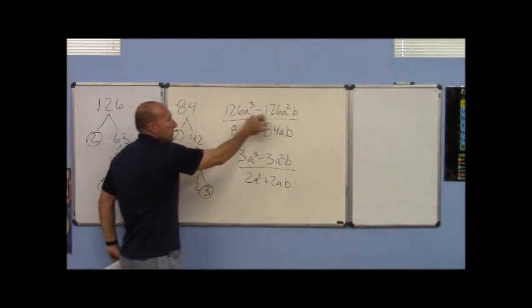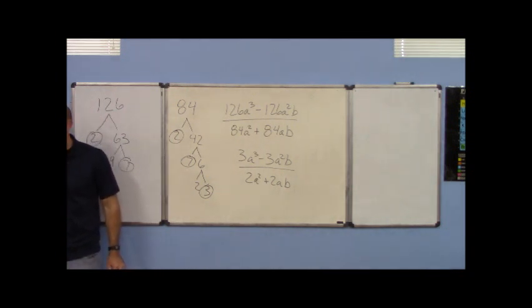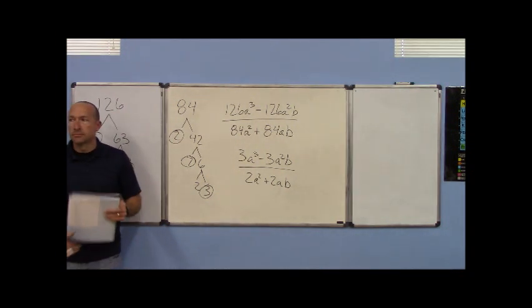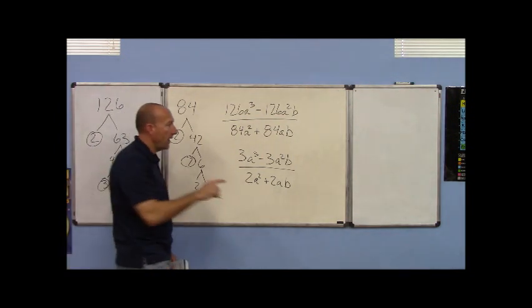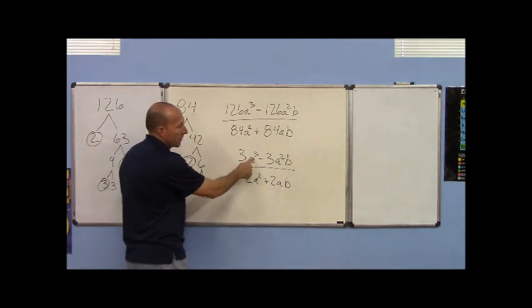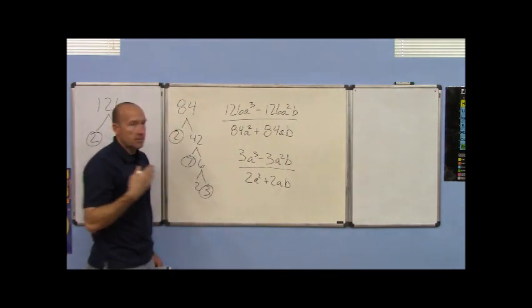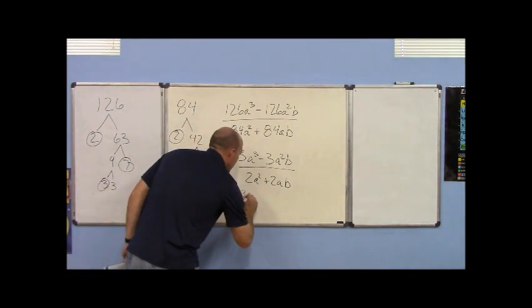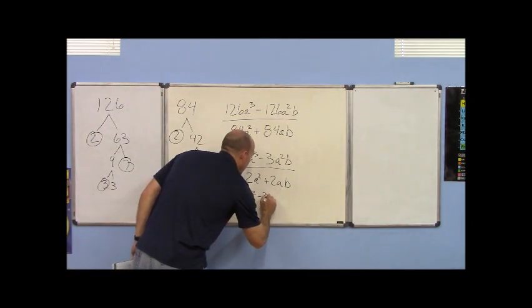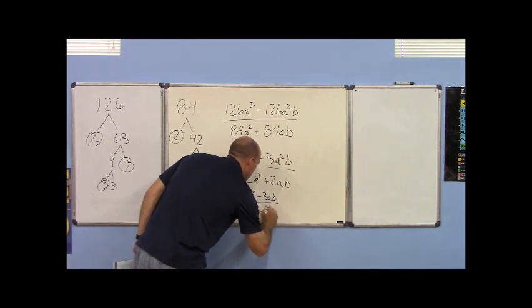Now that we've done the constants, now let's work over on the variables. What do we have that's constant in all of them? Anybody? A. Very good. There's an a, at least one a in all of them. We can go through and check. There's a to the third, a to the second, a to the first, so the lowest one is the most that we can take out. So now we have 3a squared minus 3ab over 2a plus 2b.